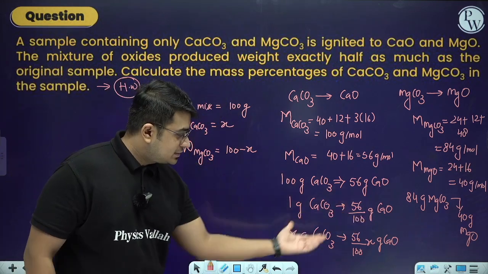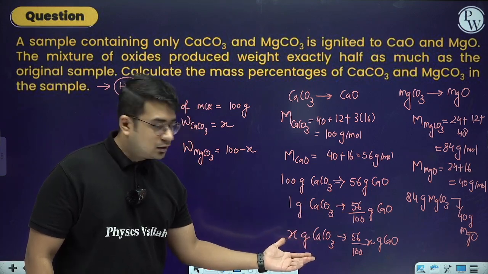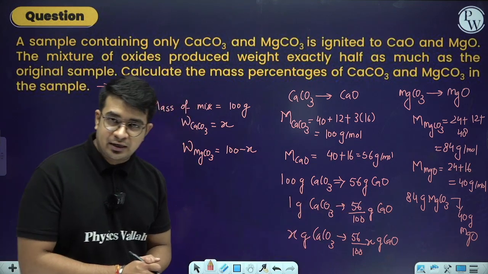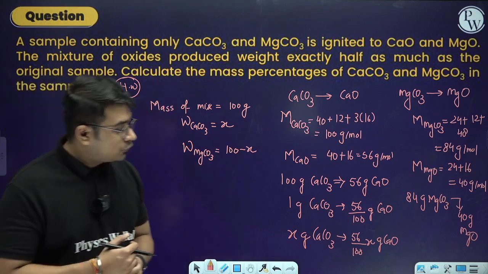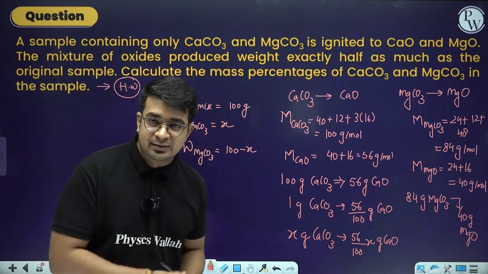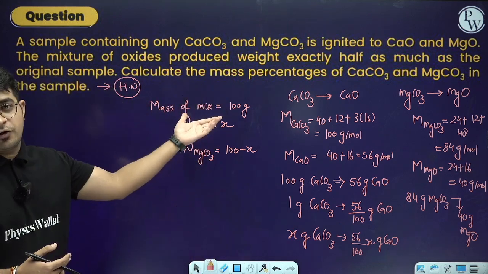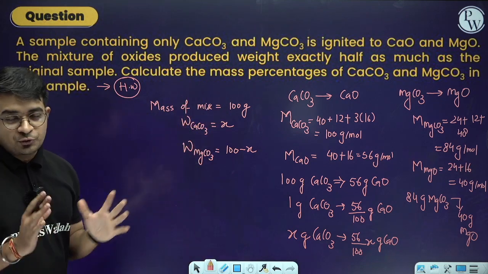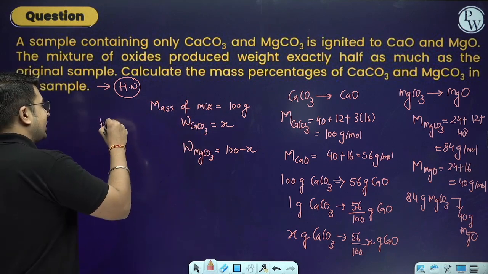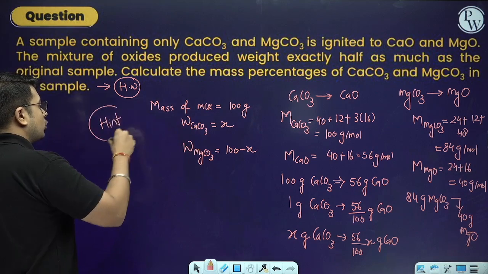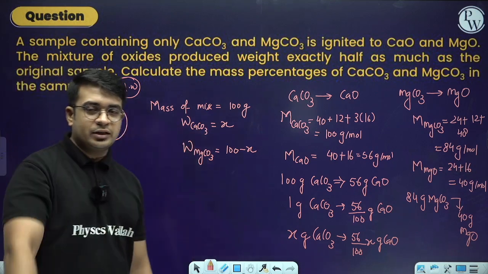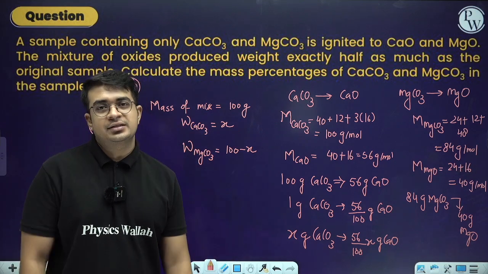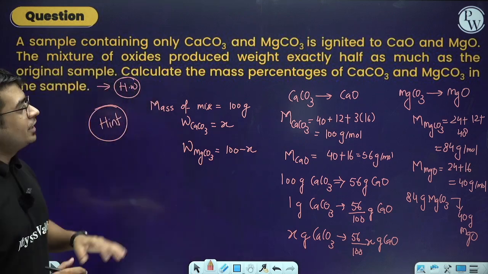Now, you know this entire weight which is formed. First part is 56 x upon 100. Next part is 40 divided by 84, 100 minus x. That will be equal to half of this entire weight. So, now you know the hint. This is the hint I have given you. If you are not able to solve this question, just let me know in the comment box. Definitely, we are going to discuss this question more elaborately. Okay. A very interesting question.